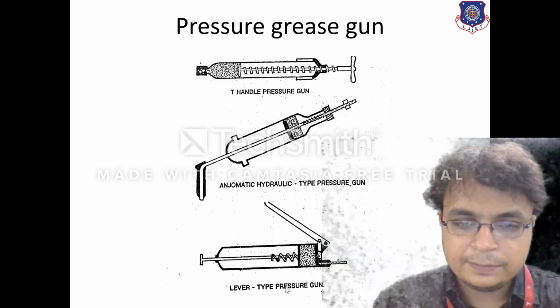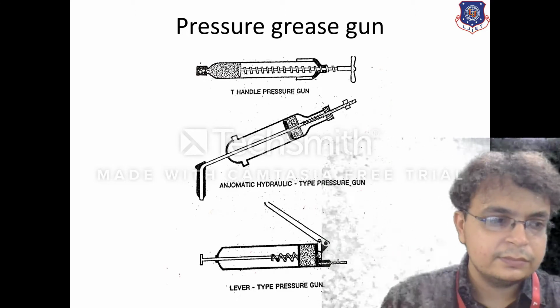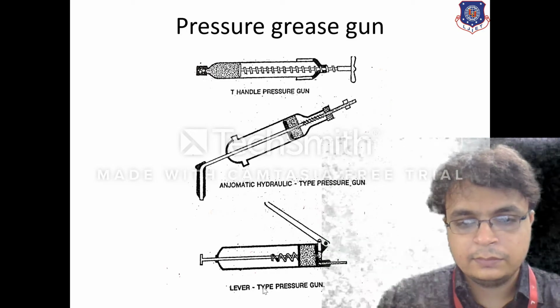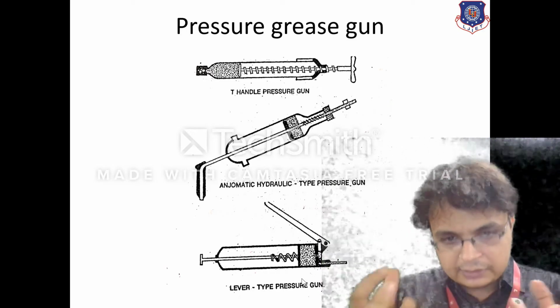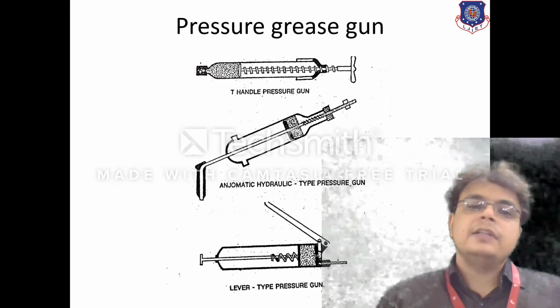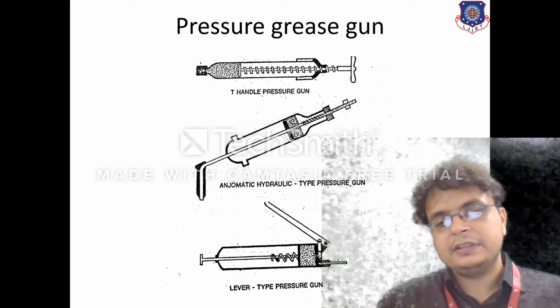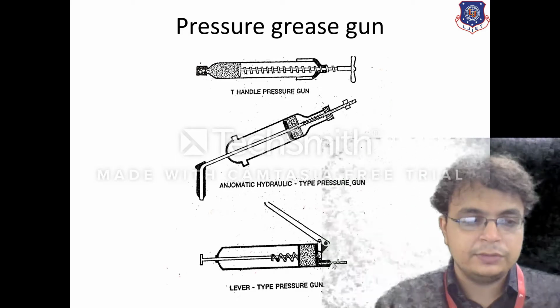Third is the type pressure gun. Here the pressure is provided with the help of a grease gun. Here also we have the lever. By this we can put pressure on the grease, and the grease will come out from this outlet and reach the desired location.